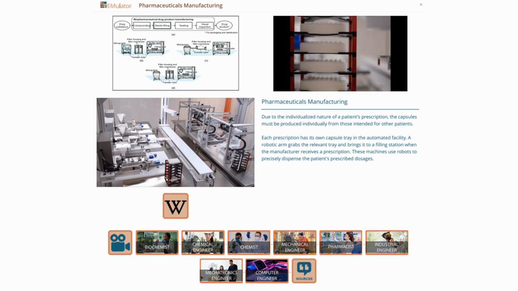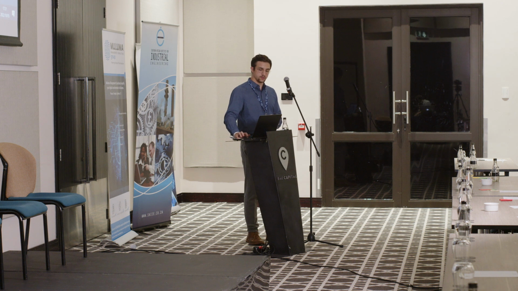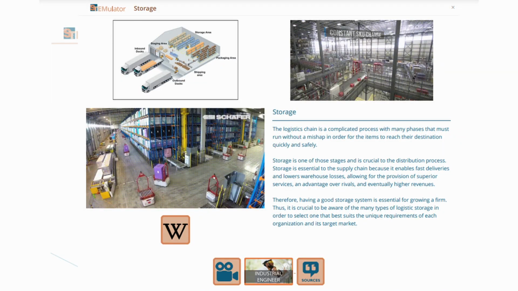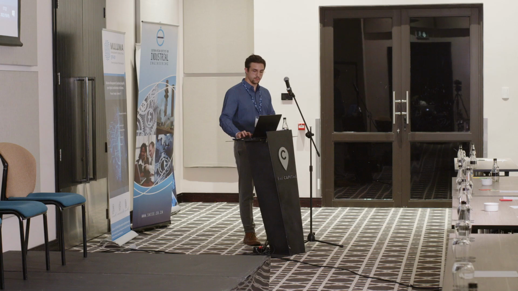Then going back out and into the storage side of a manufacturing plant, you will see what a typical storage setup looks like, how they are interconnected, and exactly how supply and demand gets out of and into the plants. At the bottom, industrial engineering is obviously mainly involved in this.